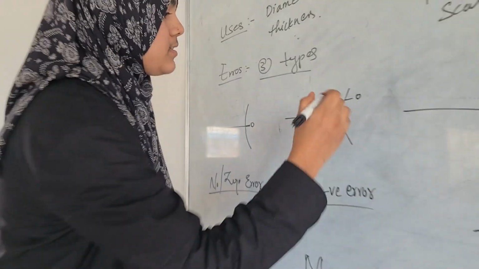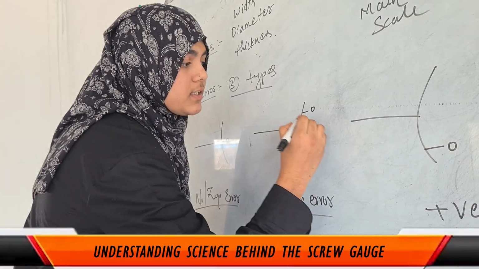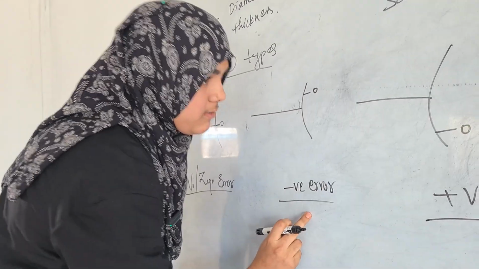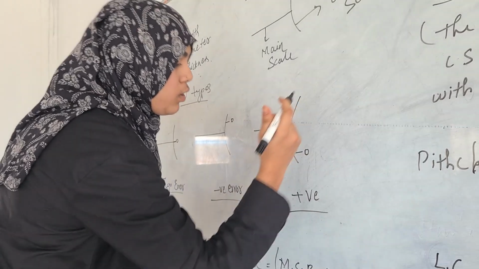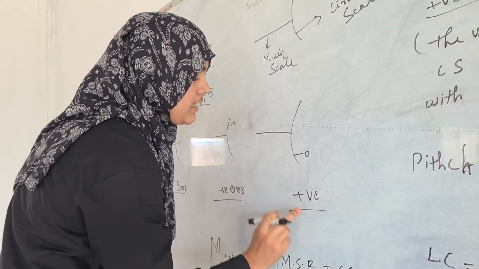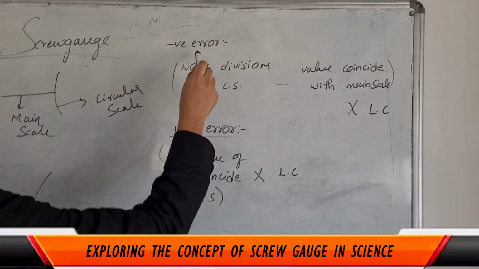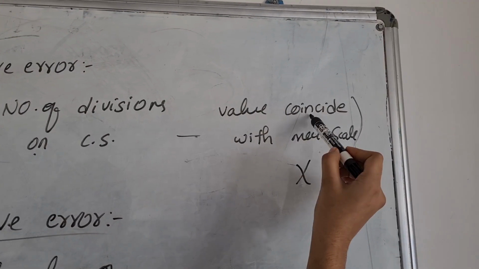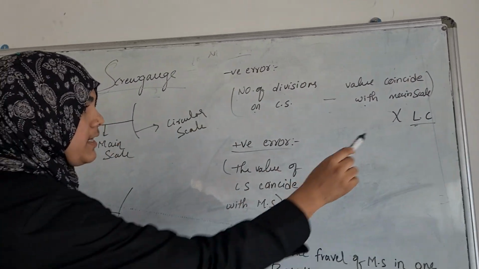If the zero of the circular scale is above the main scale, then it is known as the negative error. And if the zero of the circular scale is below the zero of the main scale, it is known as the positive error. Now, negative error can be calculated as the number of divisions on the circular scale minus the value coinciding with the main scale, into least count. Now I'll be explaining the least count.